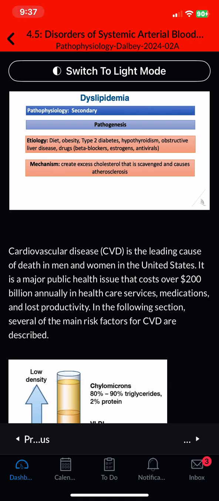Other things associated with hyperlipidemia include obesity, type 2 diabetes, hypothyroidism, obstructive liver disease, and certain drugs. The mechanism here is going to be slightly different for the different causes, but they'll all eventually create an excess of high cholesterol. Hyperlipidemia is normally asymptomatic, but it does lead to our next pathology, which is atherosclerosis and plaques that develop in our arteries.